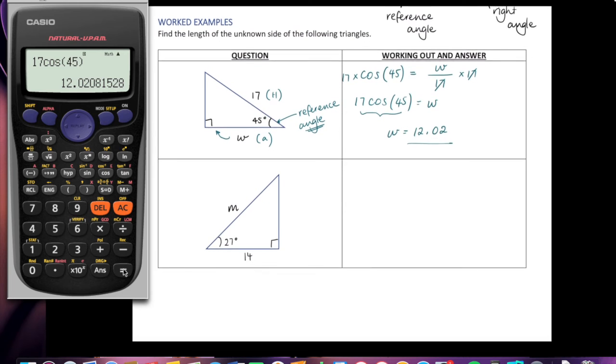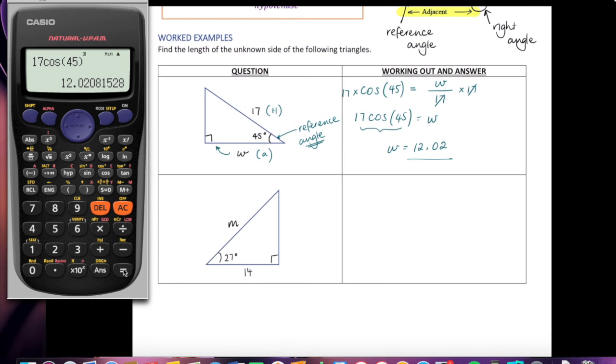Now, in our second example here, again, starting by labeling our sides or our key information, we know our hypotenuse this time is represented by the letter M. We've got an adjacent of 14, and we've got a reference angle, so I'm just going to write RA for reference angle, of 27 degrees.